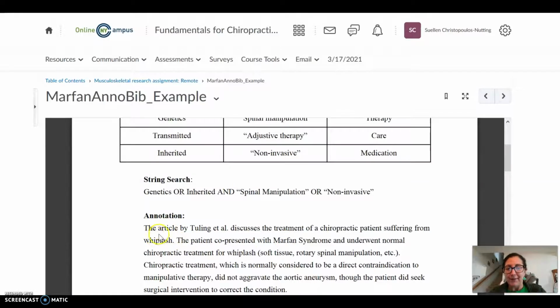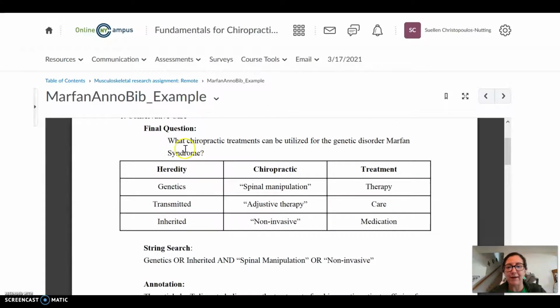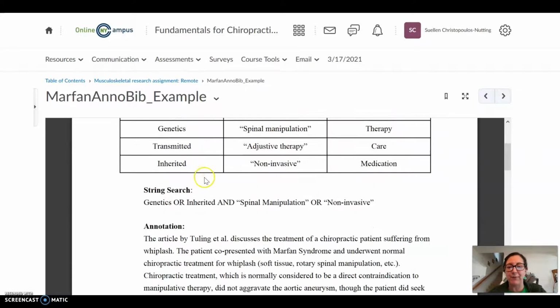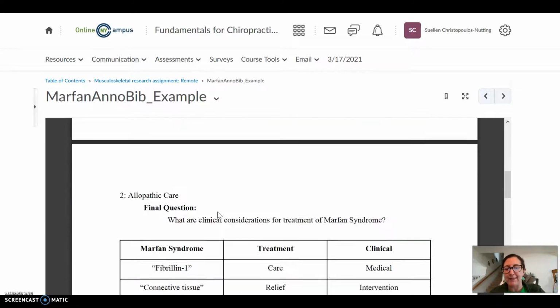So the article discusses the treatment of chiropractic patients suffering from whiplash. The patient co-presented with Marfan syndrome, so on and so forth, and essentially what it's saying is that they did not seek surgical interventions to correct the condition. And so you can see here what chiropractic treatments can be utilized for the genetic disorder of Marfan syndrome, and this person answered the question by saying soft tissue, spinal manipulation, so on and so forth. Okay, now let's go to the next one.